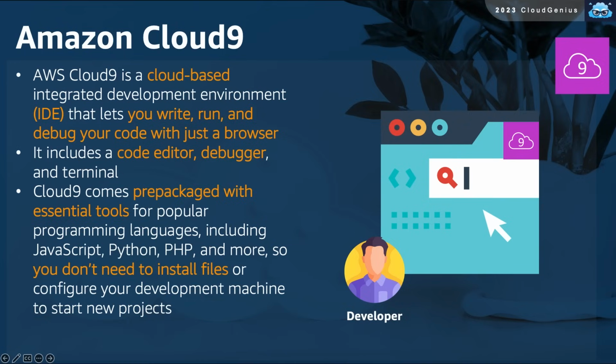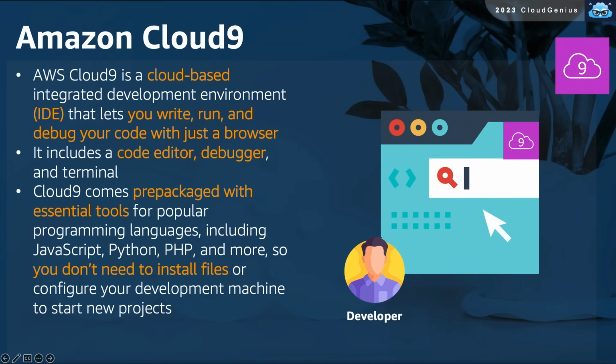Amazon Cloud 9 is a cloud-based integrated development environment, IDE, provided by Amazon Web Services. It allows developers to write, run, and debug code in a web browser, eliminating the need for setting up local development environments. With Amazon Cloud 9, developers have access to a fully functional development environment in the cloud. This means they can work on projects from any web browser without the hassle of local installations.